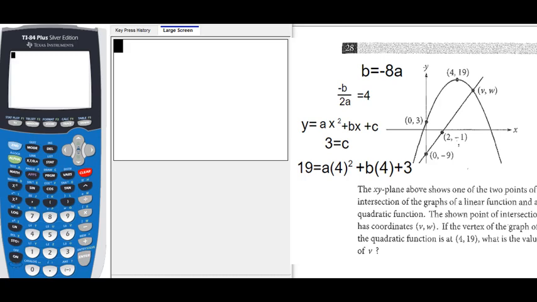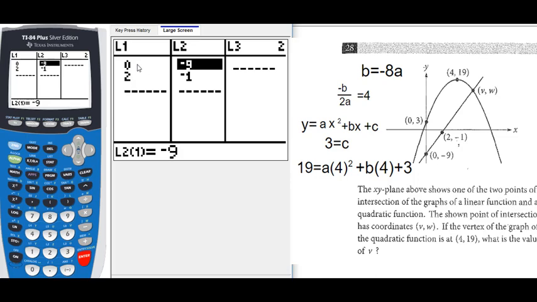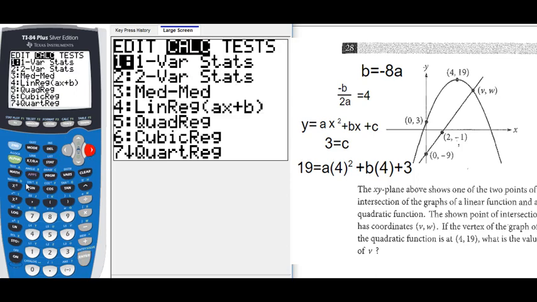Now let's go to question 28. First of all, I want to use regression equation to find the linear function through the points 0, -9, and 2, -1. So I go to start, edit. I will put the L1 will be 0, 2, and then L2 will be -9, -1. So I go back start again, calculate. So I'm looking for the linear regression.